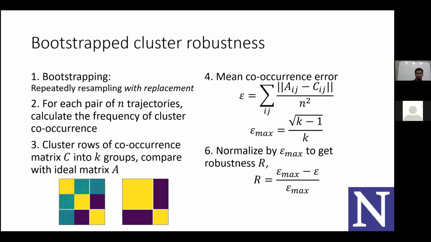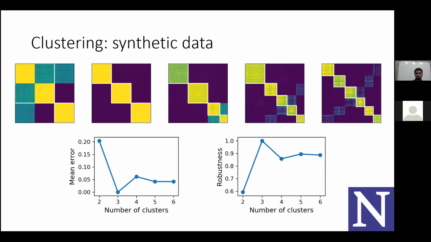And then if we normalize by that maximum error, then we get this robustness term, R. And so this is what that looks like for our synthetic pain data. So this is 3 nicely organized groups. You see that well in the second plot there. But if we force it into 2, 3, 4, 5, or 6 groups, then there's some amount of error induced as we resample this and look at how frequently these points occur in the same group.